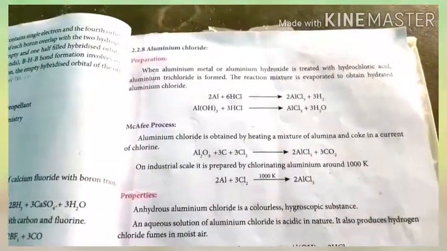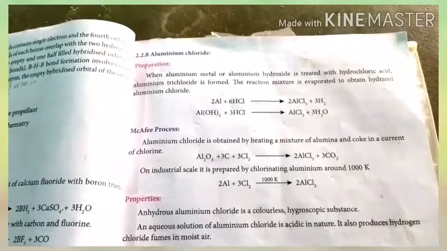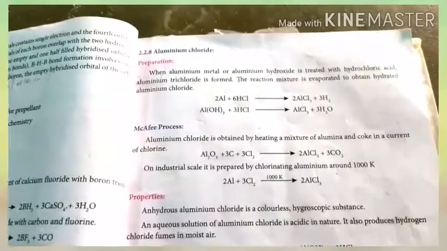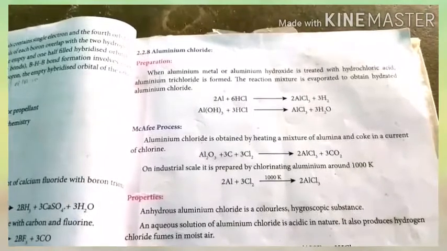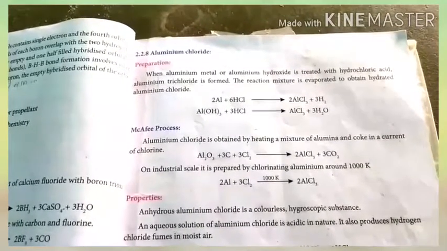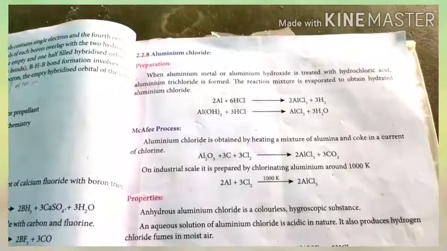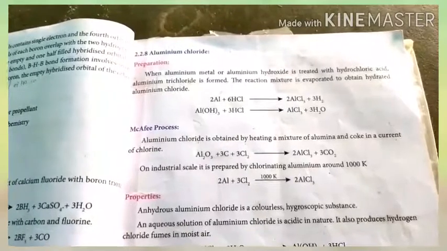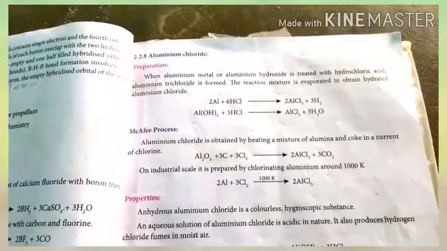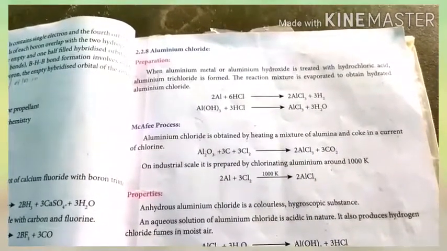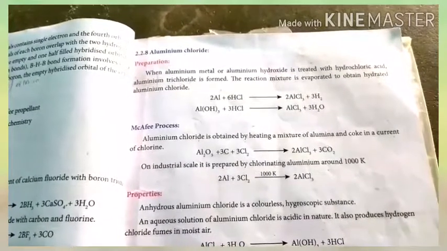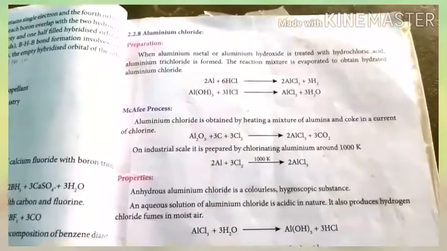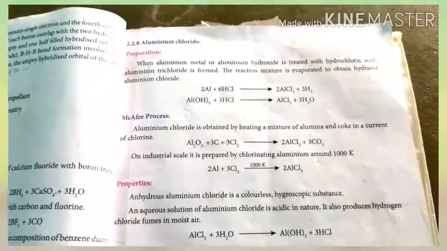The first one is aluminum chloride, AlCl3. Aluminum chloride can be prepared by treating aluminum metal or aluminum hydroxide with hydrochloric acid, and aluminum trichloride will be formed. The reaction is: 2 aluminum plus 6 HCl forms 2 aluminum chloride and hydrogen gas. Similarly, aluminum hydroxide reacts with HCl to give aluminum chloride and water.